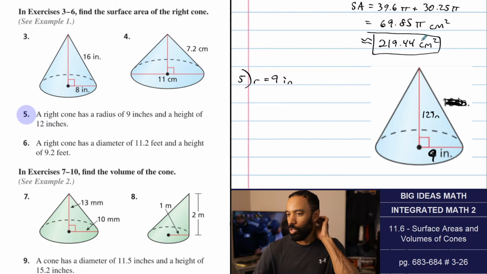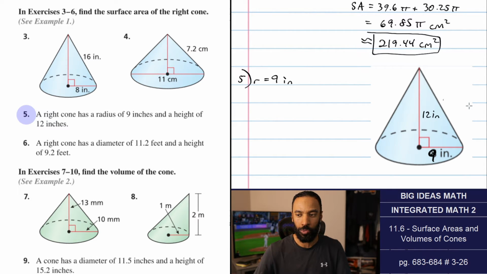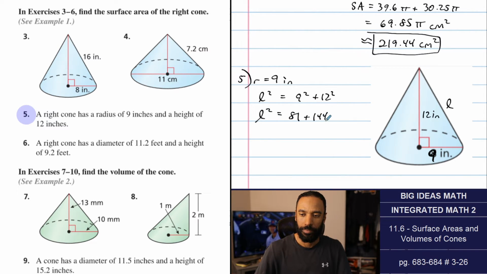What's L? Well, this is a right cone. This is a right triangle here. This is a cross section inside of the cone. It's two-dimensional right in there, and we can find what the slant height is. We can use the Pythagorean theorem, or note that it's a Pythagorean triple. This value will be 15, but we've got to find L. So L squared is 9 squared plus 12 squared. Like I said, we're going to get 15 out of this. So 15 inches for L.